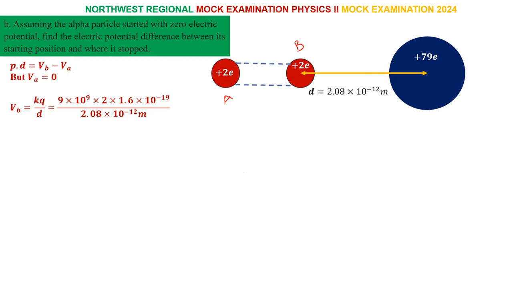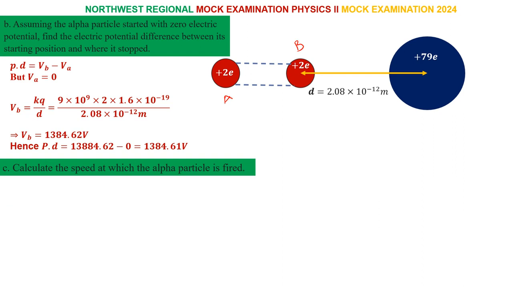And so we have 9 times 10 to the 9 times, there we have 2 electrons, so the charge of the alpha particle is 2e, so it will be 2 times 1.6 times 10 to the negative 19 divided by the separation, which is 2.08 times 10 to the negative 12 meters. And so numerical application gives us 1384.62 volts, and then the potential difference will now be VB minus VA, which will give us 1384.61 volts. Now we go to the next question.